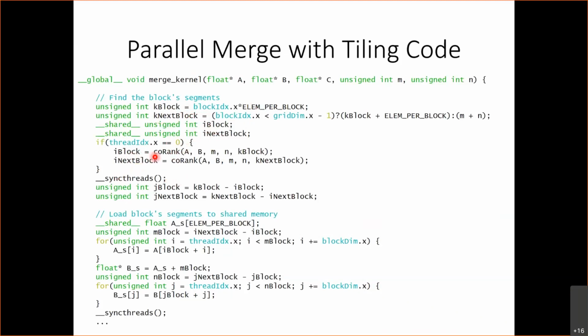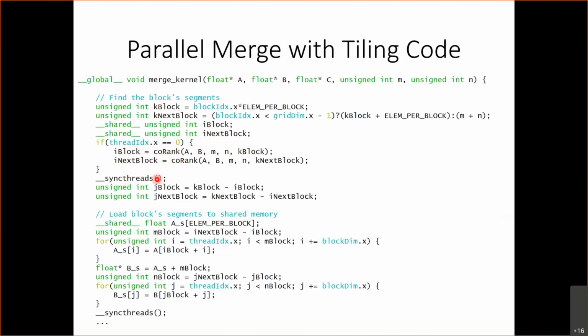Of course, there's a whole bunch of optimizations you can make. Maybe you can have two different threads, one of them finds the co-rank for I block, one of them finds the co-rank for I next block, right? I'm not getting into all these other optimizations for the sake of time. But we basically find the co-rank for I block and I next block, and we sync threads. This way, all the threads wait for thread 0 to find the co-rank I block and I next block and put them in shared memory.